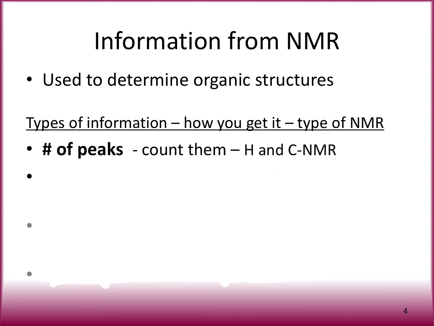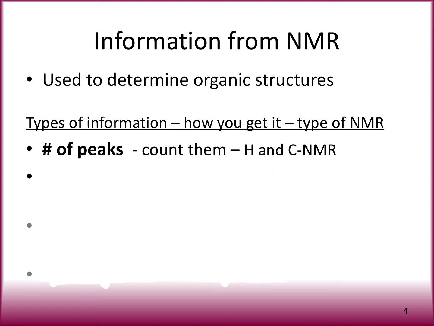For now, the first thing that I want to look at on the NMR is the number of peaks. Finding the number of peaks is very easy. You just look at the spectra and count them. Both carbon and hydrogen NMR have a certain number of peaks, and knowing how many peaks it forms is going to be important information for figuring out the structure.